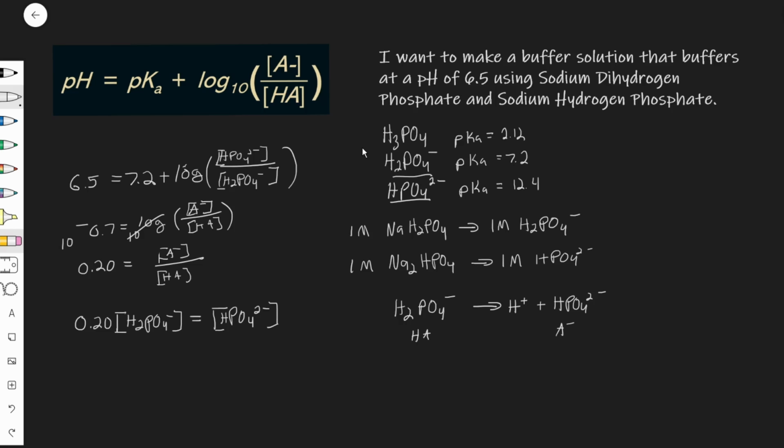So in this particular case, let's go ahead and start with 0.5 molar solution of my H2PO4 minus. So if I do that, that's 0.20 times 0.5, and that's going to be equal to 0.1. So in this particular case, the concentration of my H2PO4 minus is going to be equal to 0.5, and the concentration of my HPO4 2 minus is going to be equal to 0.1. And of course, there's lots of solutions for this.